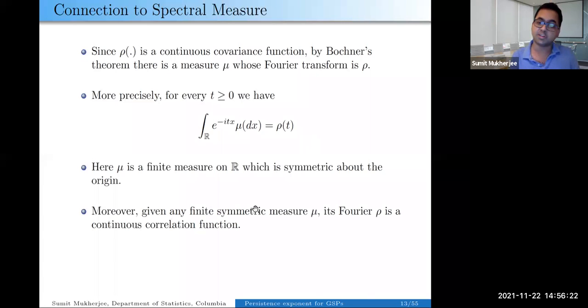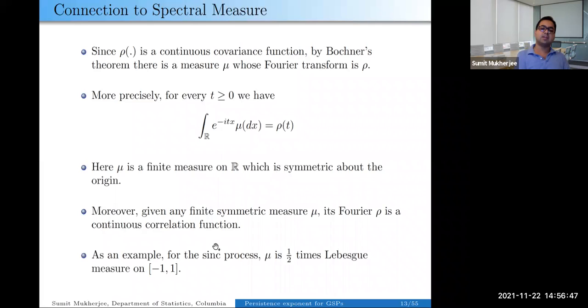And also the converse direction is true. If you start with a finite symmetric measure, its Fourier transform will be a continuous correlation function. So one can potentially parameterize a Gaussian stationary process, and this has been done. And I'll point out some results which give you very useful bounds in terms of the spectral measure.